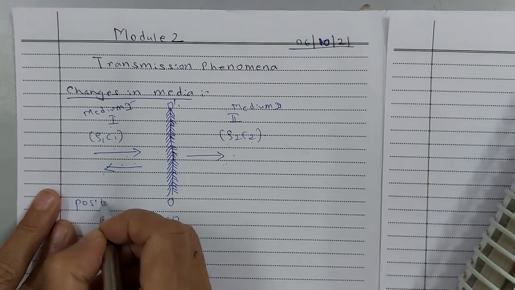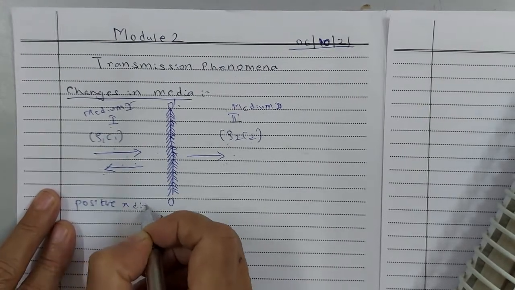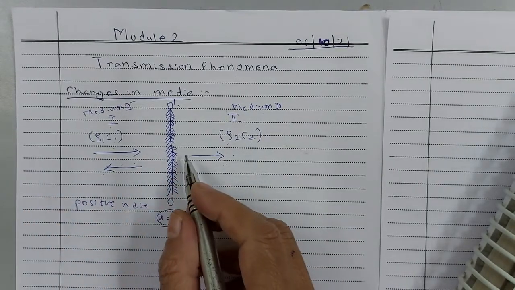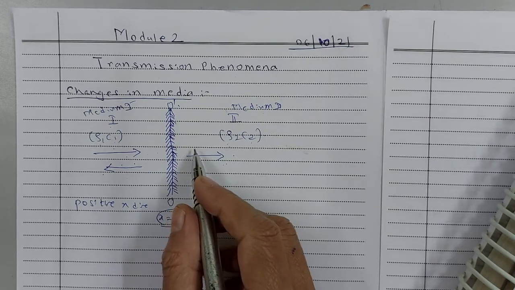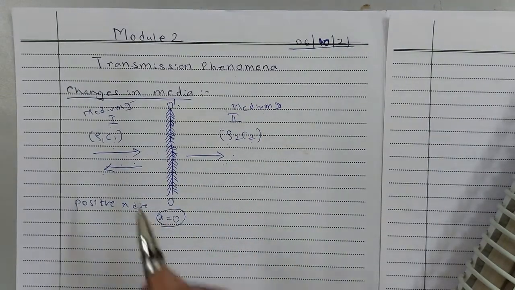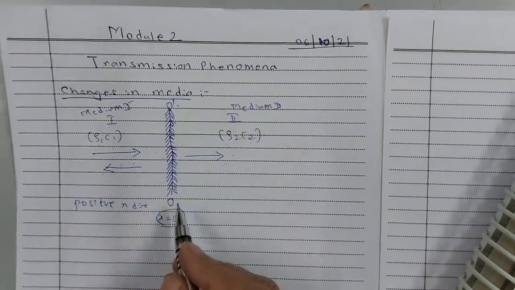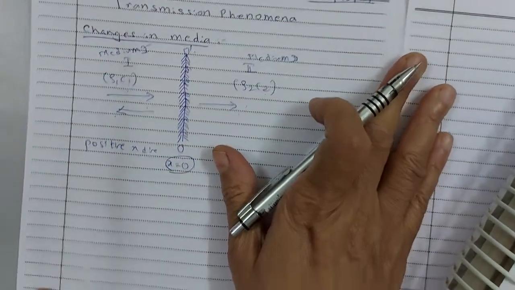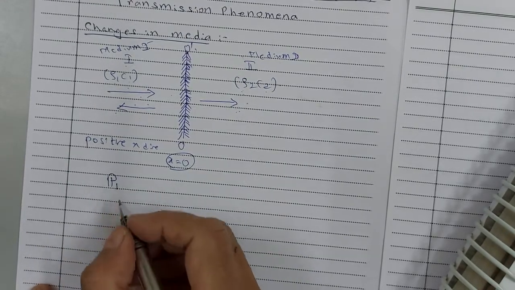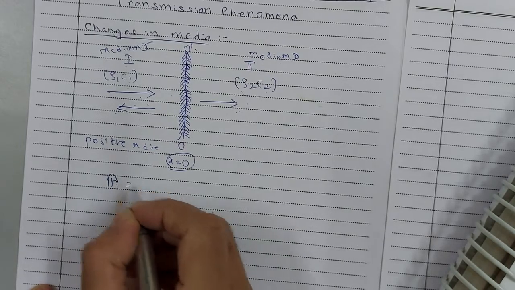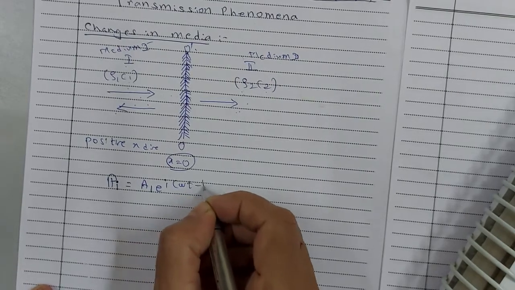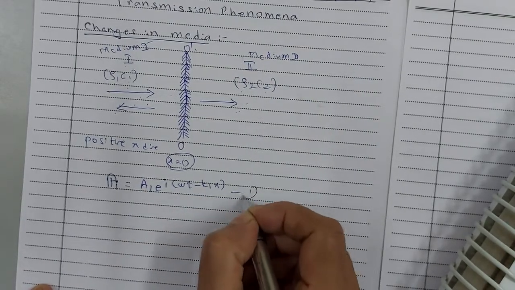Positive x direction is a very important term, because x is equal to 0. So the wave is passing over here, in the positive x direction, which in turn is at right angles to the plane of the boundary. We said OO dash is the plane of the boundary. So this will travel at right angles to the plane of the boundary, and this incident wave will be written as P1, or we can say Pi, because I have to say incident wave, is equal to A1 e to the power i(omega t minus k1x), equation number 1.